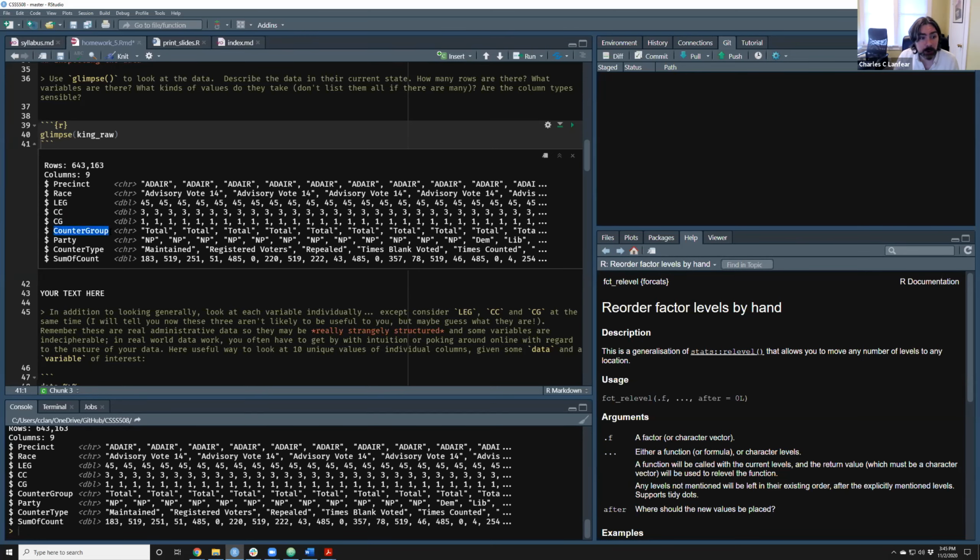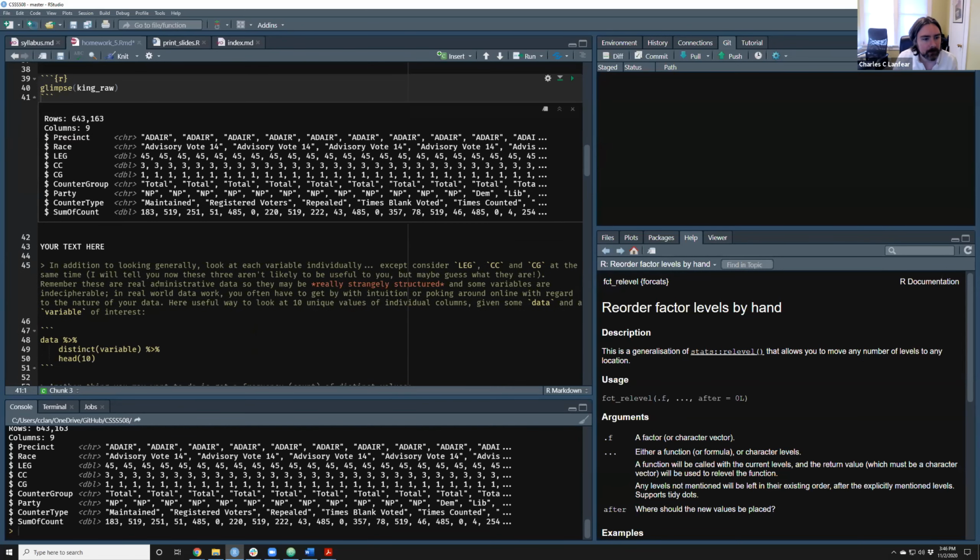We have counter group here. We're not sure what that is, but at least it has text values. Then we have things like party, counter type, and sum of count. We're going to work through and figure out what all these things are so we can continue working on this. Anybody have any questions so far? I've only run two commands, but things going good?